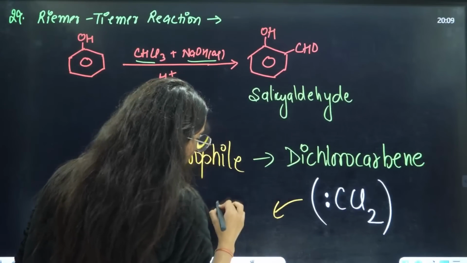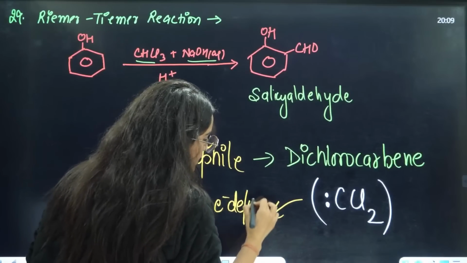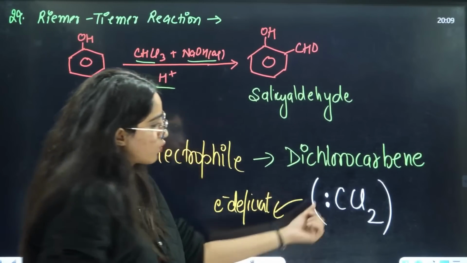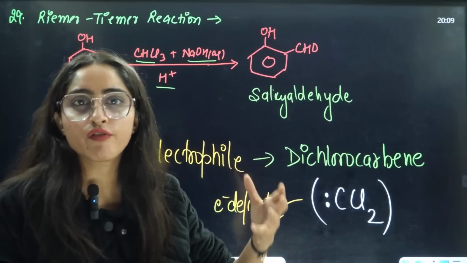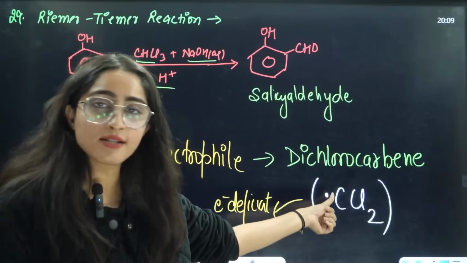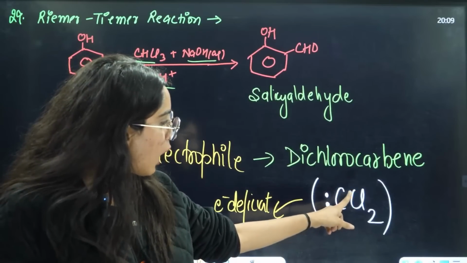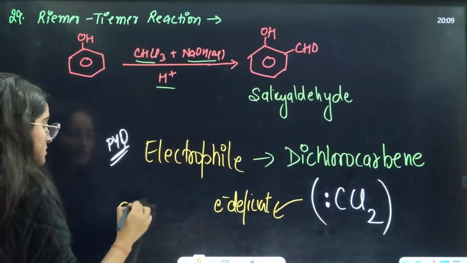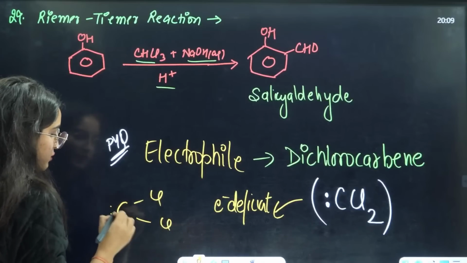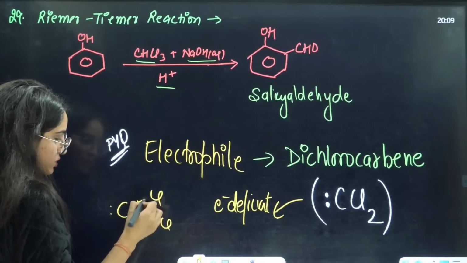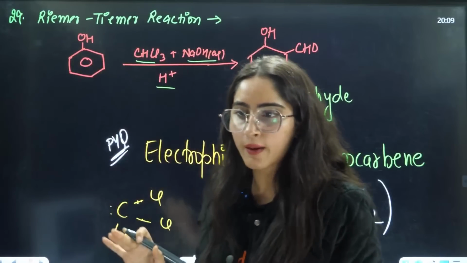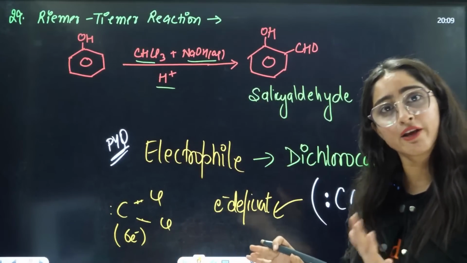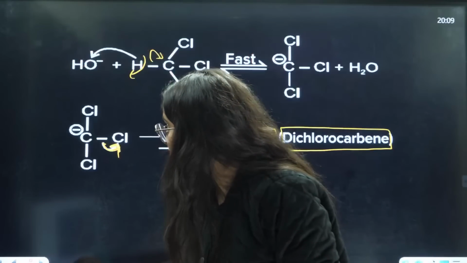Electrophile means this is electron deficient. Usually students think, ma'am, this is a lone pair, how come this is electron deficient? Guys, this is the beauty of carbene. This is not regarded as a lone pair. So how many electrons does it have? This is C, Cl, Cl and 2 electrons here, 2 electrons here, 2 electrons here. It has 6 electrons, so the octet is not complete here. That's why it is an electron deficient species.